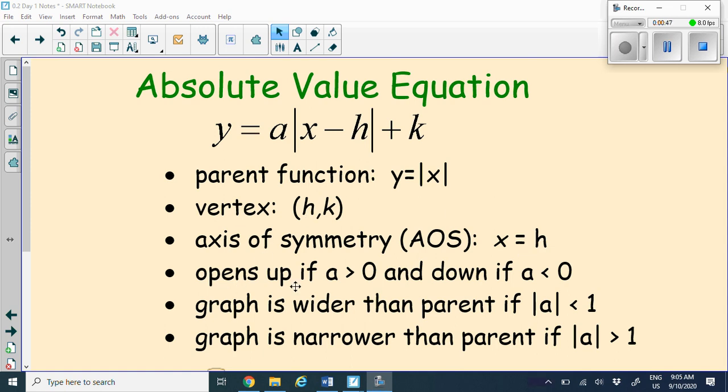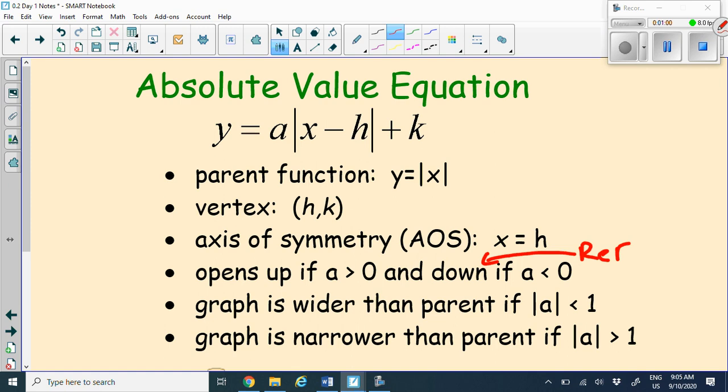Now, if our graph opens up, that is when a is greater than 0, so it's positive. If our a value is negative, then it opens down. When it opens down, that's what we call a reflection. So that is our key word, and make sure you write that down, because you will have to use these vocabulary words, okay?